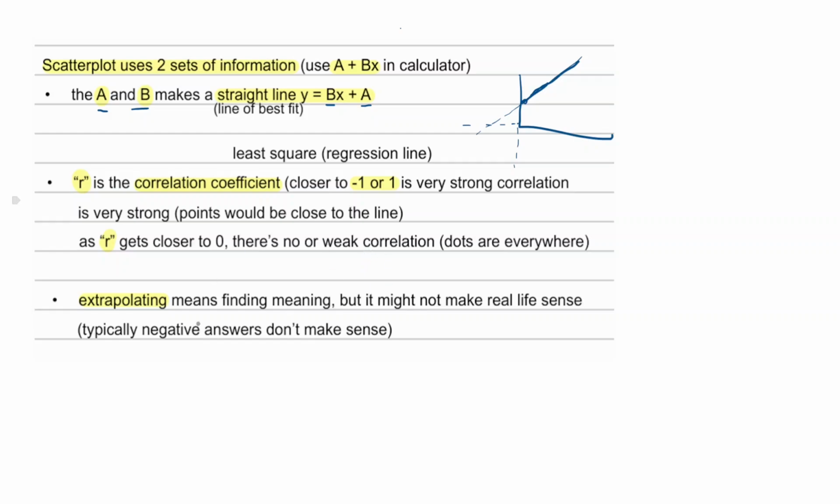Then the last main trick for this section of doing scatter plots and lines of best fit and that kind of thing is when you press the R option on your calculator, that gives you the correlation coefficient, and it will be somewhere between -1 and 1. Those are very strong correlations, and as it gets closer to 0, you would say there's a weak correlation.